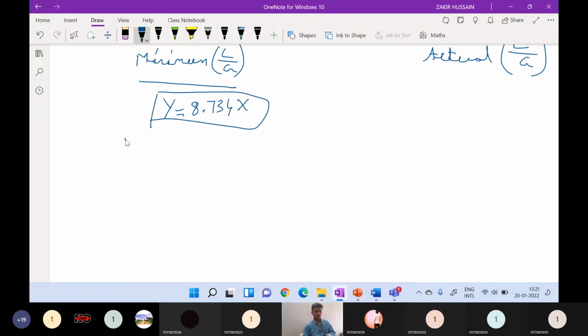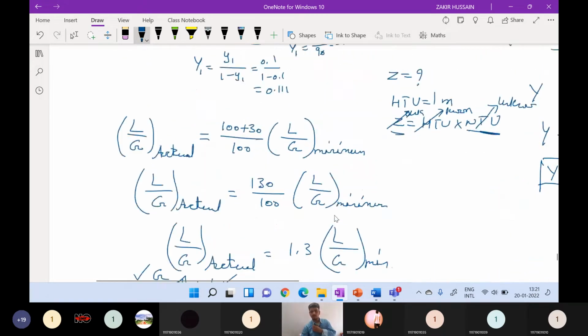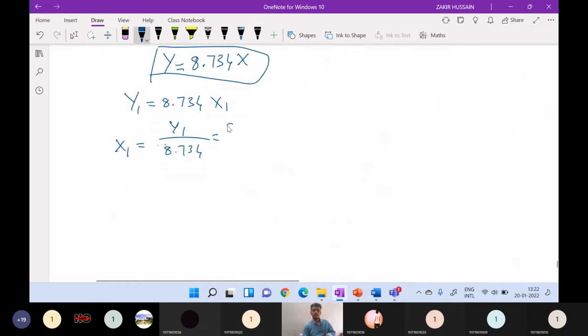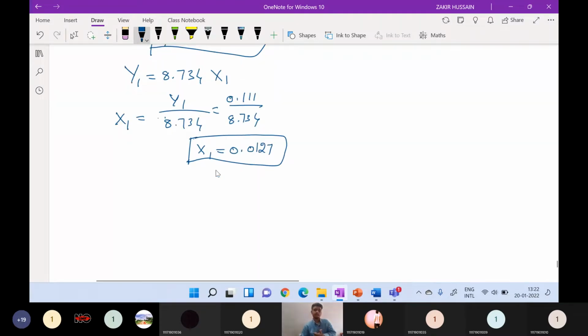Using this clue, we can write that y1 is equal to 8.734 x1. We already know what y1 is; x1 we don't know. So then we can write x1 is equal to y1 divided by 8.734. Y1 is 0.111. At minimum conditions we can evaluate 0.111 divided by 8.734. Therefore, this x1 we obtained yesterday is 0.0127. Please verify with your values. Yesterday we have calculated these values.